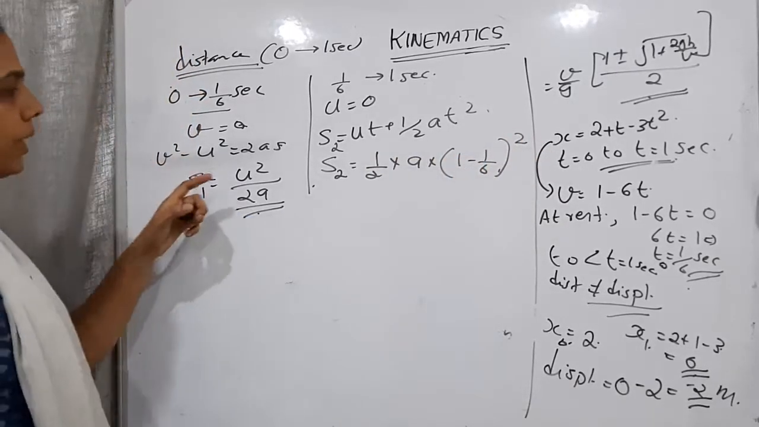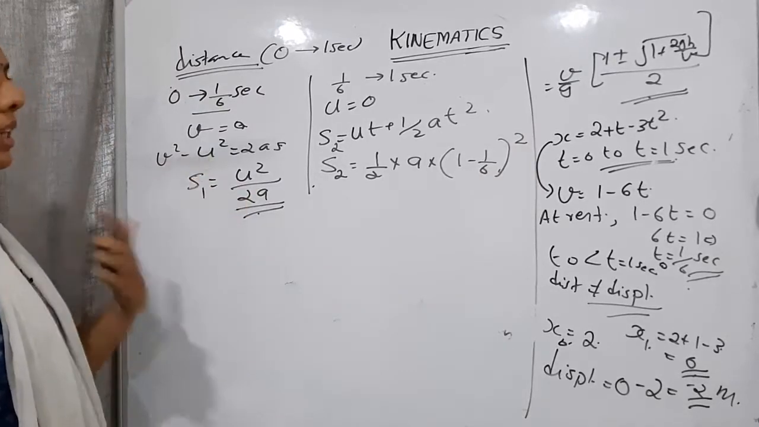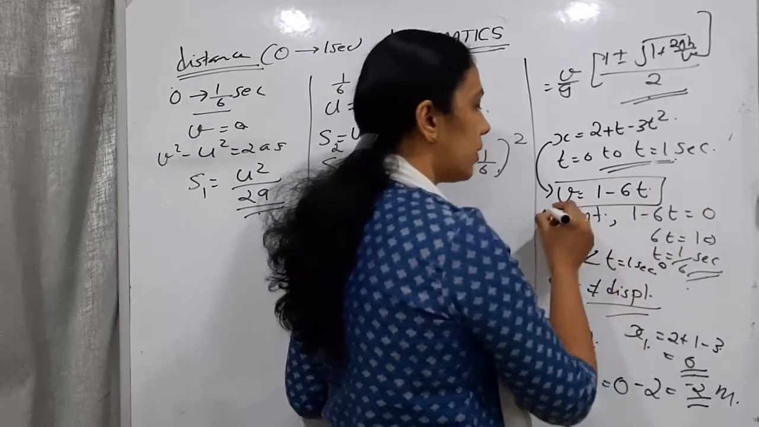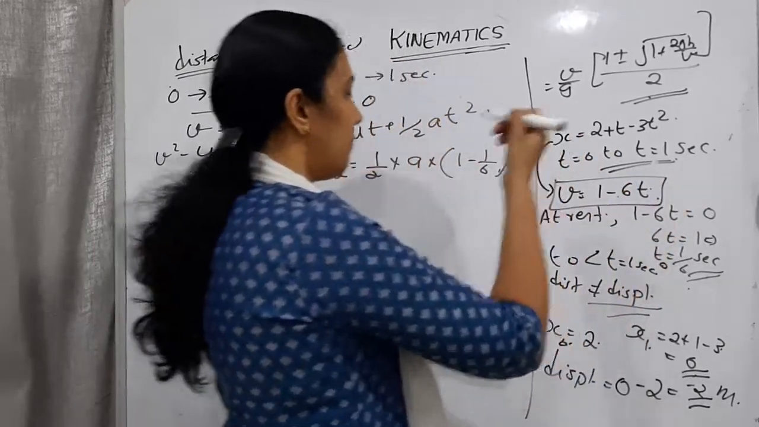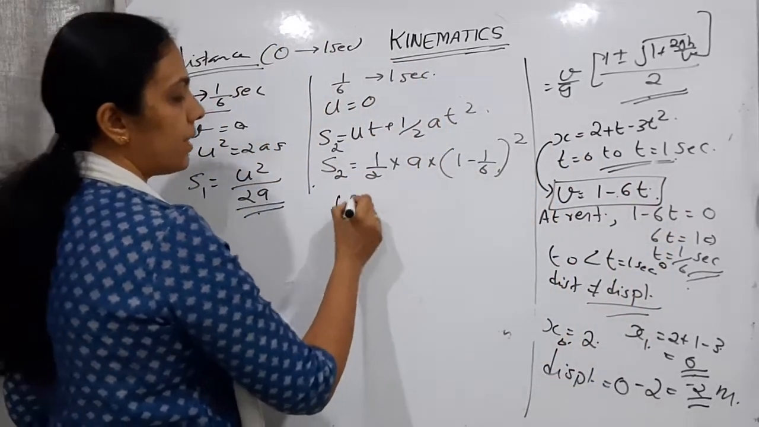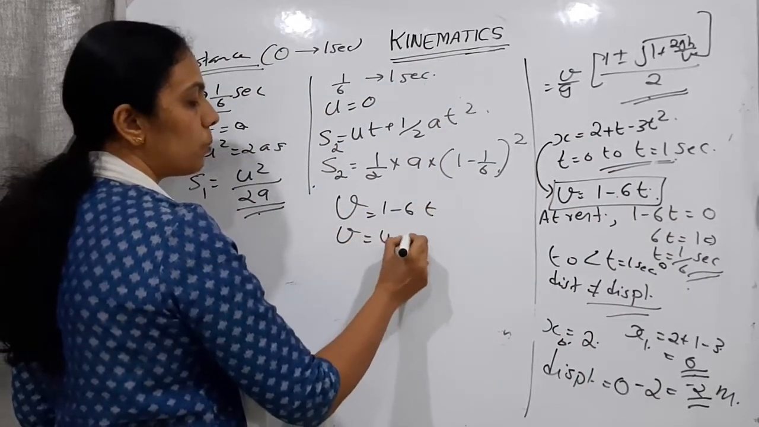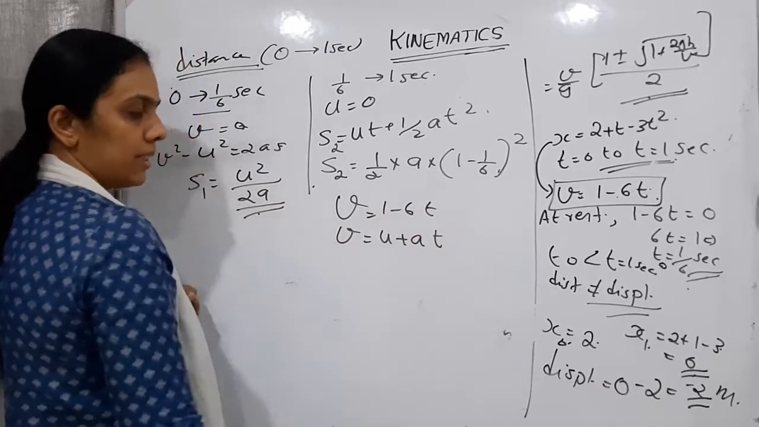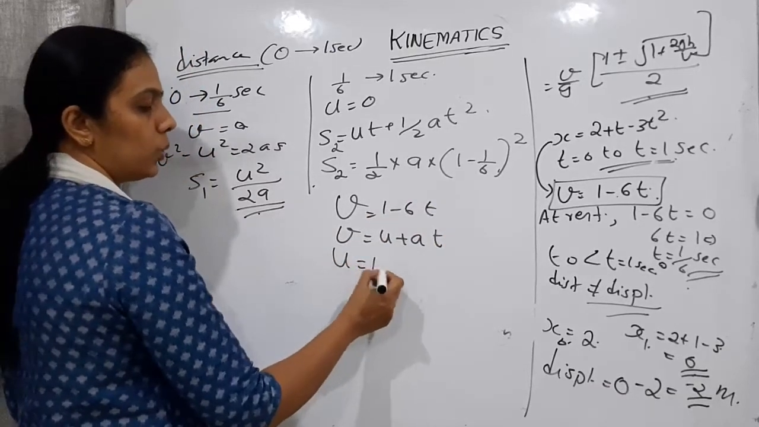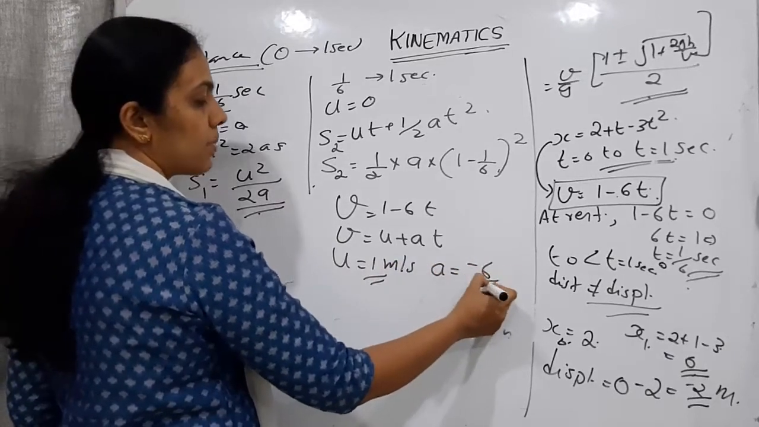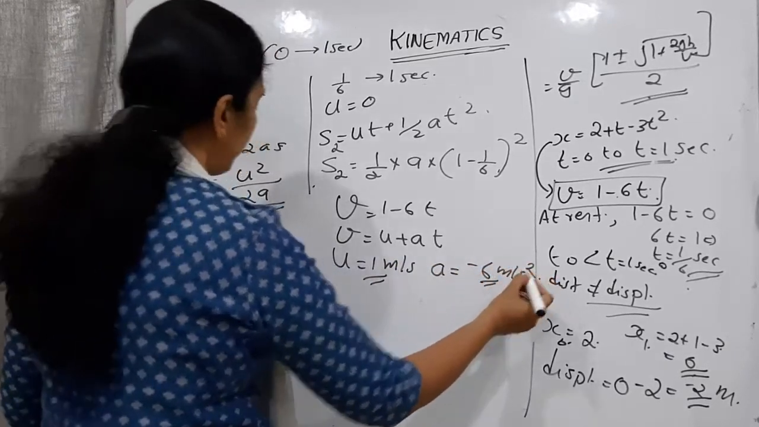Right? Now, we don't know the values of u or a. How can we find that? See, just look at this equation. v is equal to 1 minus 6t. When we compare the equation v equals 1 minus 6t with v is equal to u plus at, in that format it is, right? From that we will get u as 1 meter per second and a as minus 6 meter per second square.